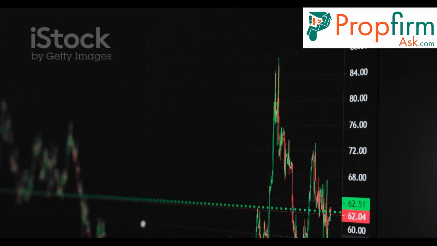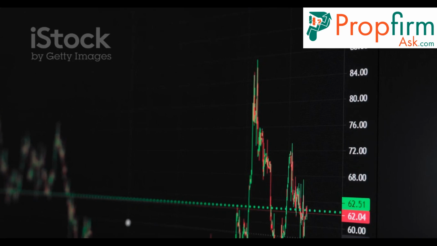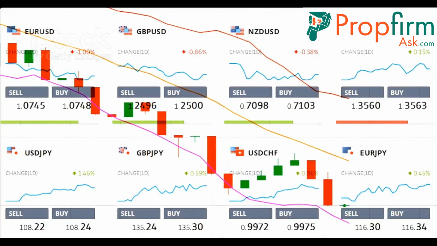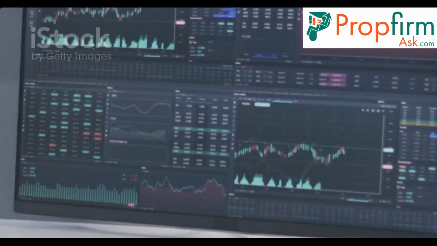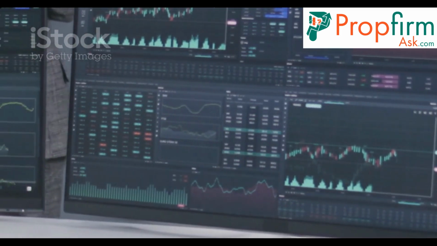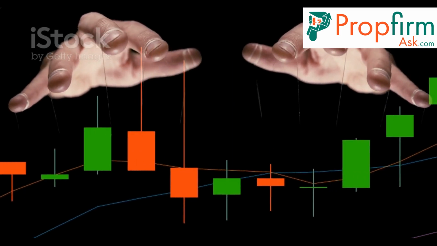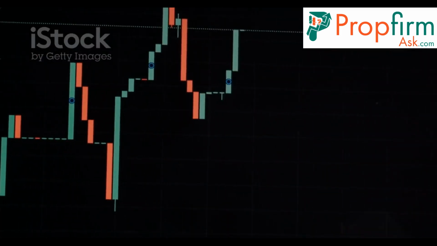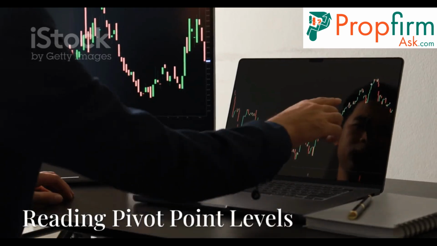Most of the volume during the trading session tends to occur between the pivot point and the nearest support or resistance levels, R1 and S1. This is where a lot of institutional orders are placed. These zones act like magnets for price. As price approaches them, you'll often see reactions, either bounces, consolidations, or clean breakouts.